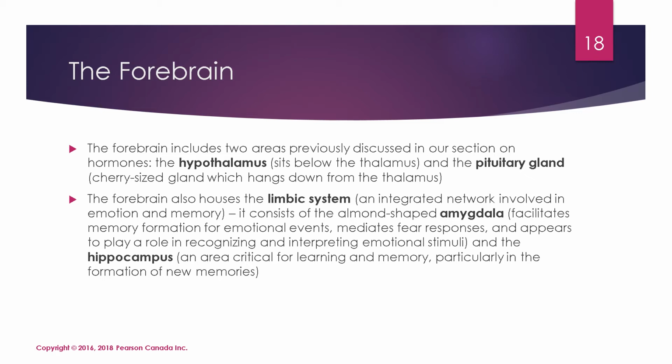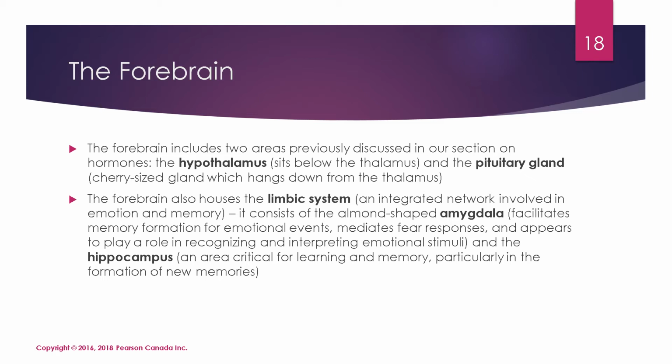The forebrain also houses the limbic system, which is an integrated network involved in emotion and memory. It consists of an almond-shaped gland known as the amygdala, which facilitates memory formation for emotional events and mediates fear responses, and appears to play a role in recognizing and interpreting emotional stimuli as well. So the amygdala is heavily implicated in emotion, especially fear and aggression.